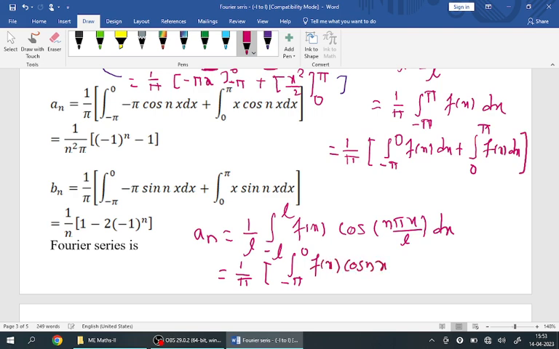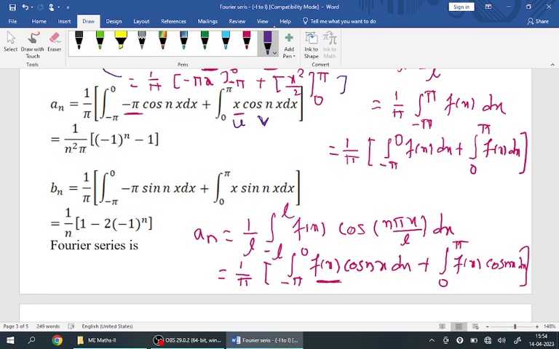Why cos nx? Because L is pi, plus 0 to pi fx cos nx dx. So this way you have to split up first. And now whatever the fx we have on the interval minus pi to 0, that is we replaced here, because minus pi to 0 fx is minus pi only, and for 0 to pi fx is x. And here again we have to do the same thing. We take this pi as a constant here, direct integration, but second case we use generalized by part, u and v. Use the generalized by part, then put upper limit, lower limit.